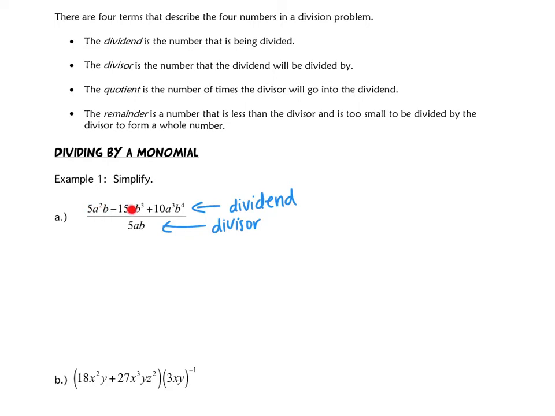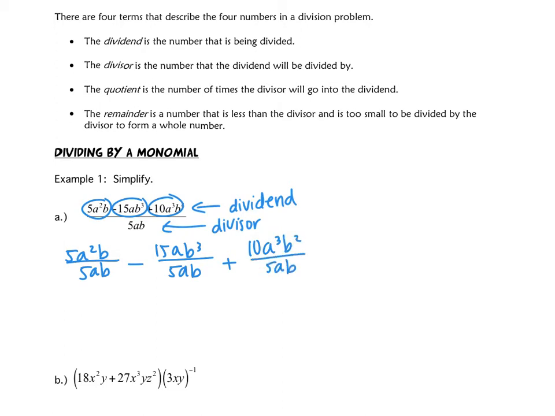We have 3 terms in the numerator. Each term is divided by 5ab. So we'll divide the first term by 5ab, the second term by 5ab, and the third term by 5ab. What I'm going to suggest then is we break this up into 3 separate fractions, one for each of those terms in the numerator. So I have 5a squared b over 5ab minus 15ab cubed over 5ab plus 10a cubed b squared over 5ab.